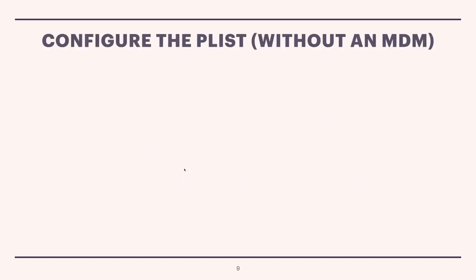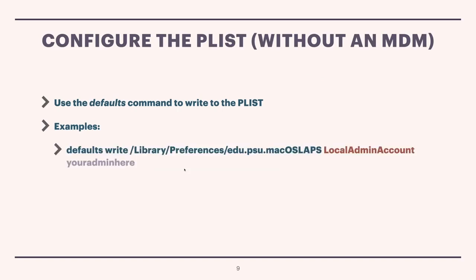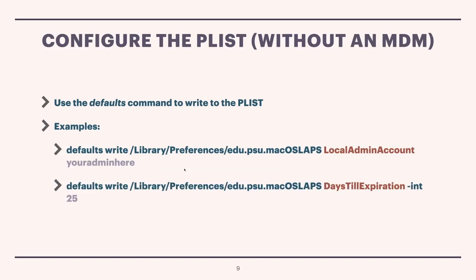So let's talk about setting up that plist, say if you don't have an MDM. I usually recommend using the defaults command. That way it's writing those preferences dynamically to the device. You see here in this example, it's just a simple defaults write, Library Preferences, edu.psu.macOSLAPS, that local admin account key with your admin account there. Here, we're just setting how many days we want before the password is considered expired. So we're setting an expiration date of 25 days. Same type of command.